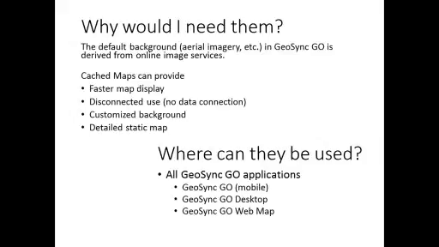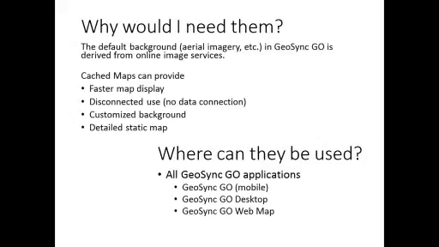When we cache a map, one thing it does is makes the map display a little faster, particularly if it's stored on the local device. Depending on your internet connection, it may not be too slow, but if you have a somewhat slower internet connection, the background image could be a little slow, but the cache makes that a lot faster.